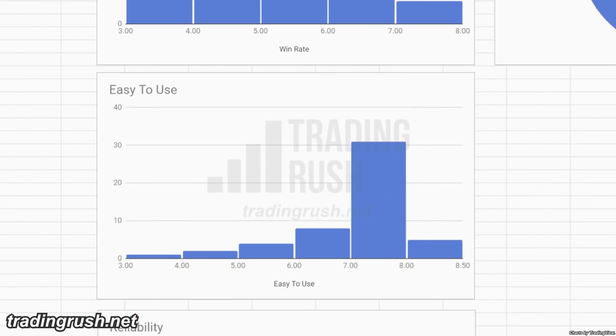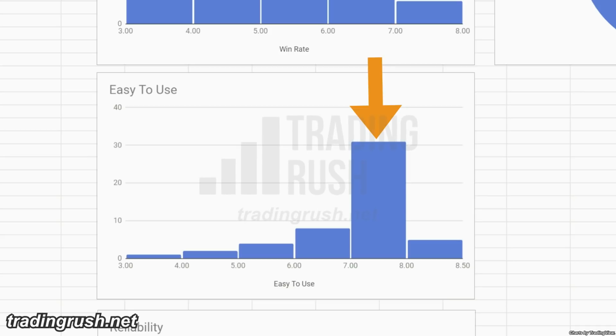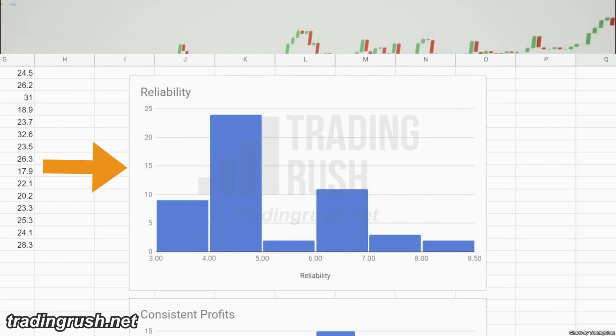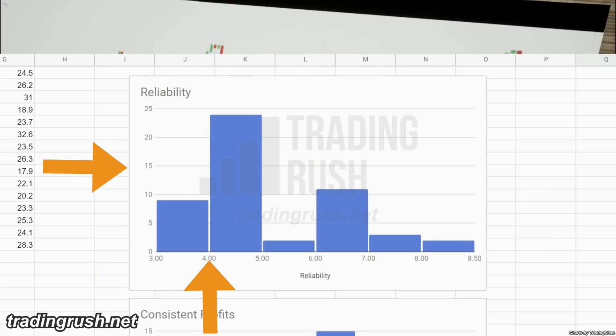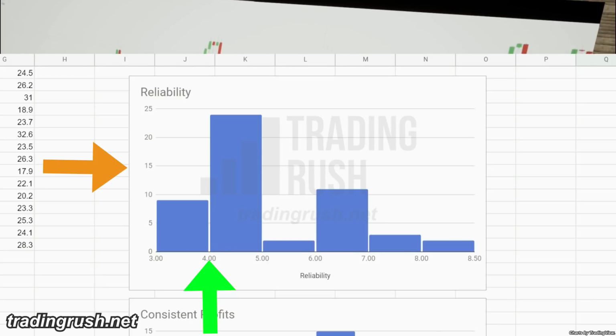If you look at the easy-to-use category, you will realize that most trading strategies got a score between 7 and 7.9. This indicates that most strategies that actually made money in the long run were simple strategies that even your dog can understand easily. The reliability category is based on the number of false signals and other reliability issues. A good score is anything above 4. And as you can see, most strategies performed well.